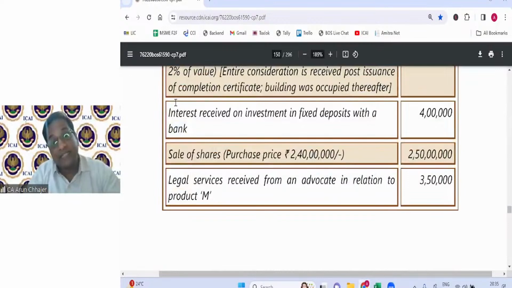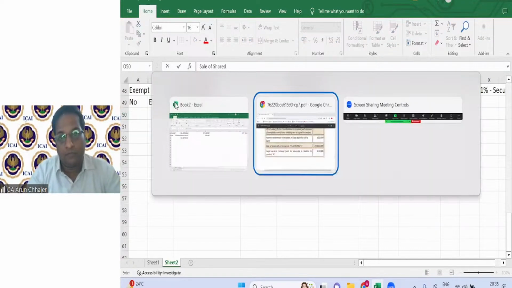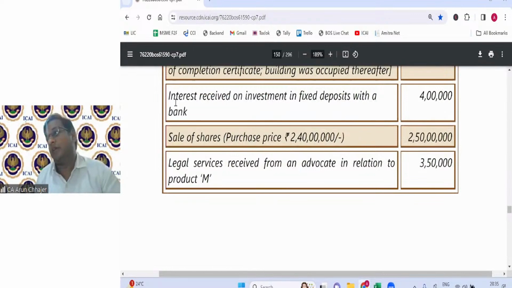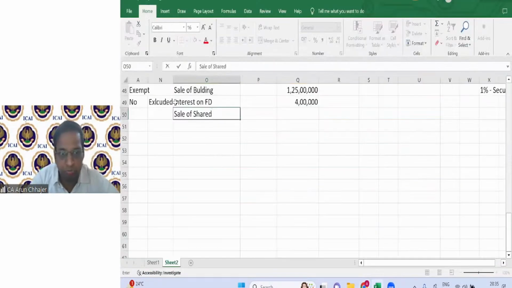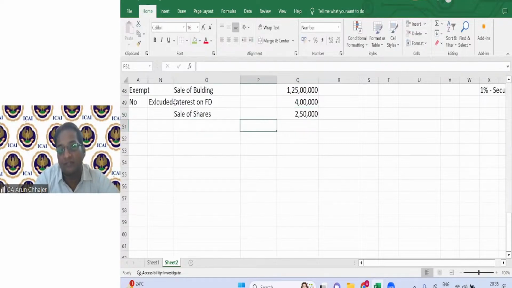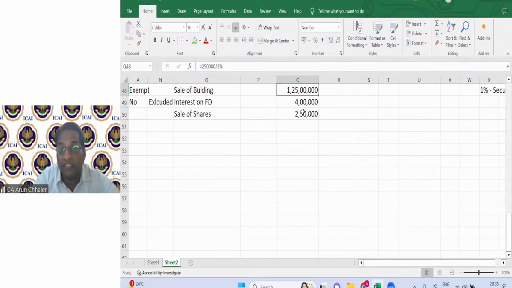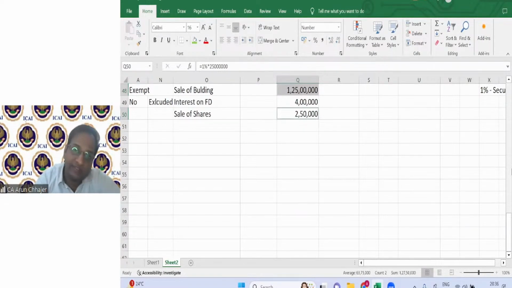Very nice question. Then it says sale of shares. Will the GST be applicable on the sale of shares? No. It is not applicable. What is the value? Now you can say it is 1% of sale consideration. What is the consideration? 2 crore 50 lakhs. 2,50,00,000. So 1% कितना हुआ? 2,50,000. So for the purpose of reversal of common ITC, the amount of exempt supply comes to 1,27,50,000.